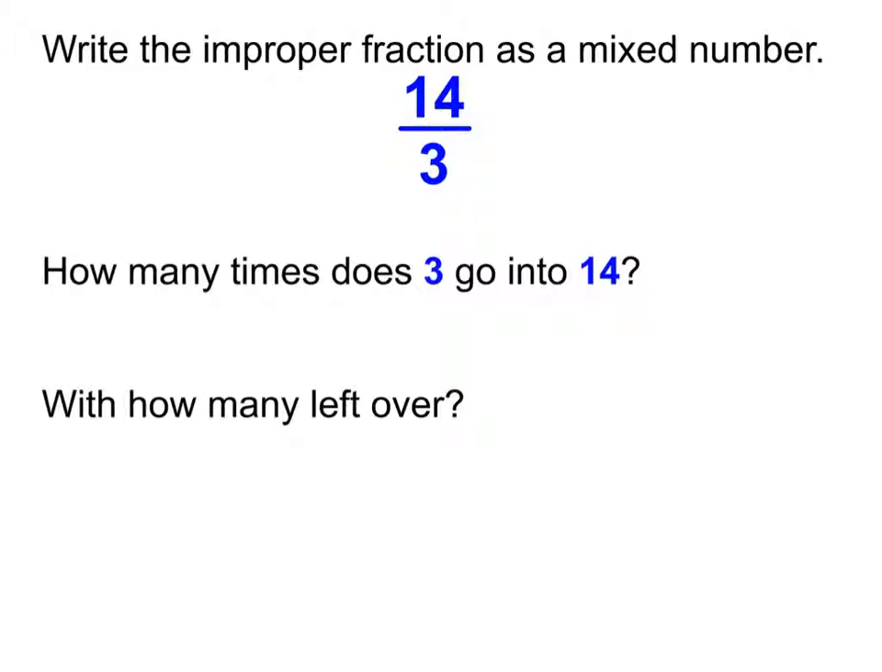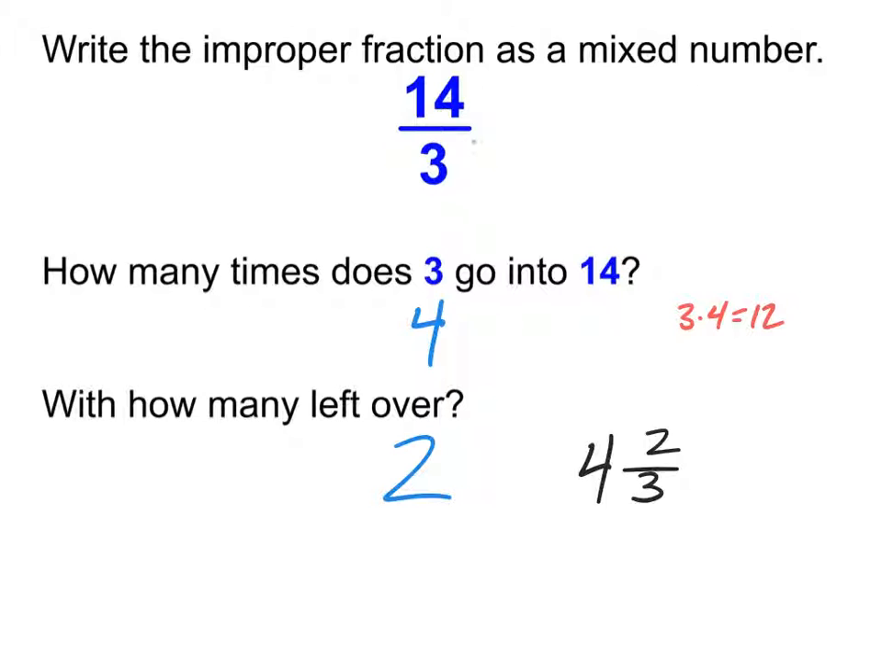The way that we do that algorithmically, that is the process, the set of steps that we go through in order to do that, is we answer these questions. We say, how many times does 3, our denominator, go into 14, our numerator? And we're talking like how many times it goes in, that's like division or multiplication. So 3 goes into 14 4 whole times. Now, 3 times 4 gives me 12. So that's using 12 of the 14. So how many are left over? 2.